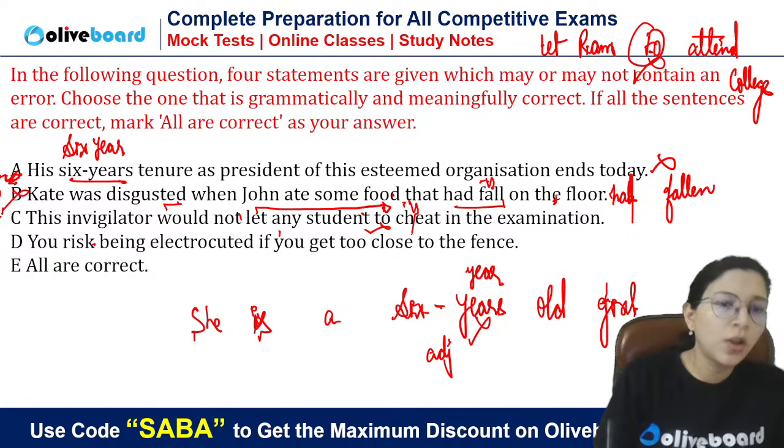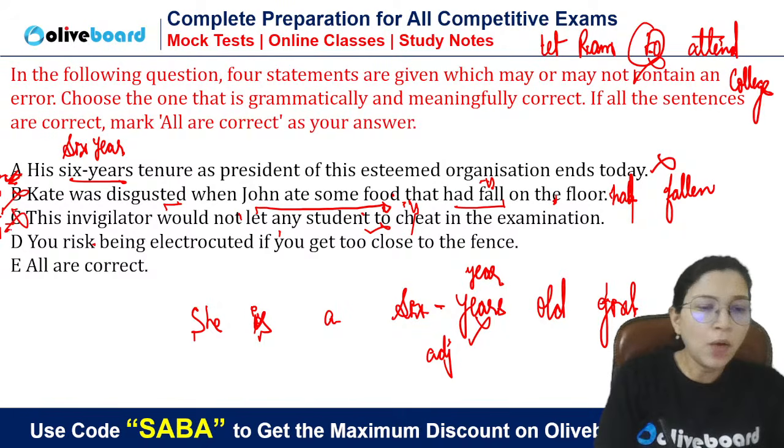Let will take only V1 form. So all these are eliminated. Simple thing. How can you make a mistake, Iqbal?